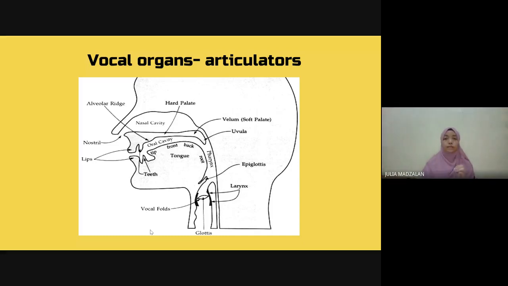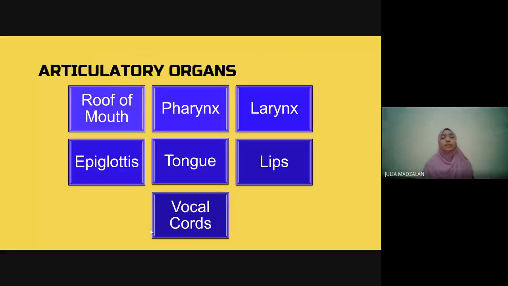Jangan risau, chill. Okay, so basically the articulatory organs, we have the roof of our mouth, we have pharynx. Roof of our mouth is our palate kan. Kemudian the pharynx, tempat swab test for COVID-19. And then the larynx. And then here we have epiglottis. I do not know whether you can see this or not. Epiglottis, and then our tongue, and then our lips, and then our vocal cords di sini. Mengapa tak ada teeth? Because teeth cannot produce sound. But it can modify sound.